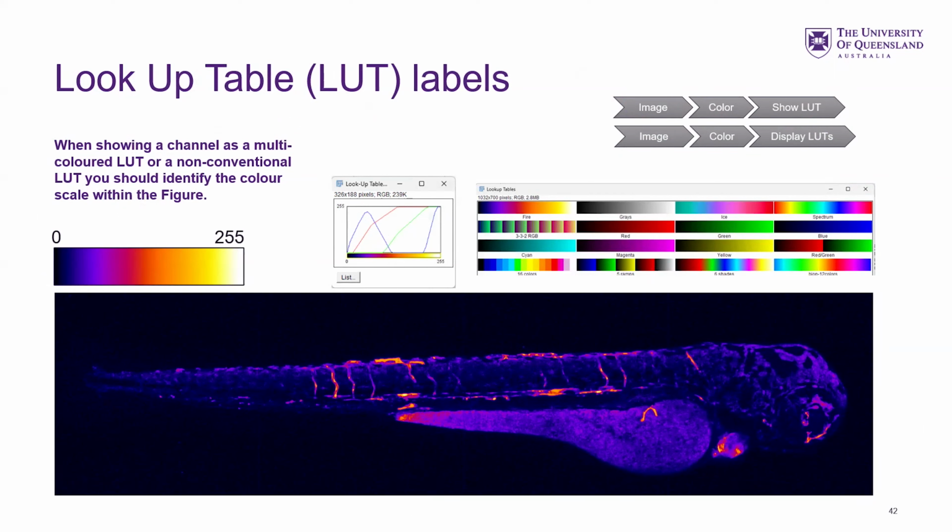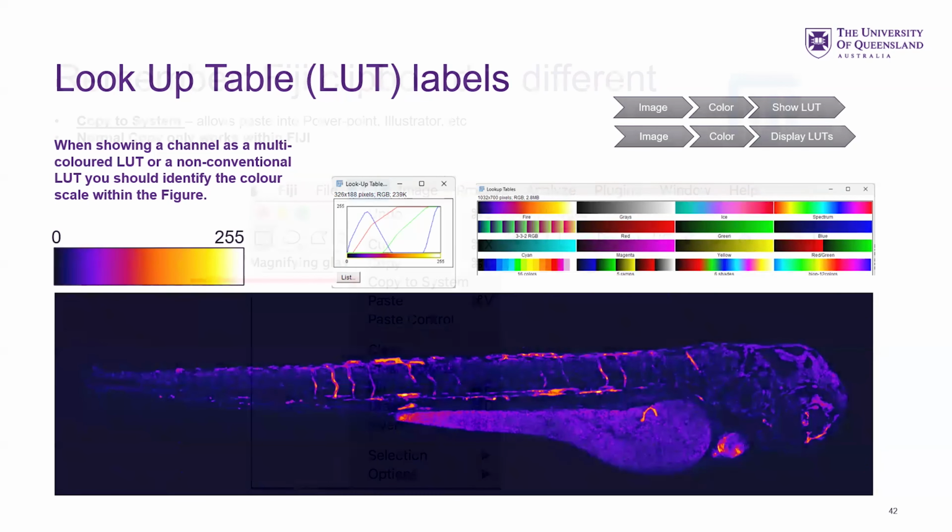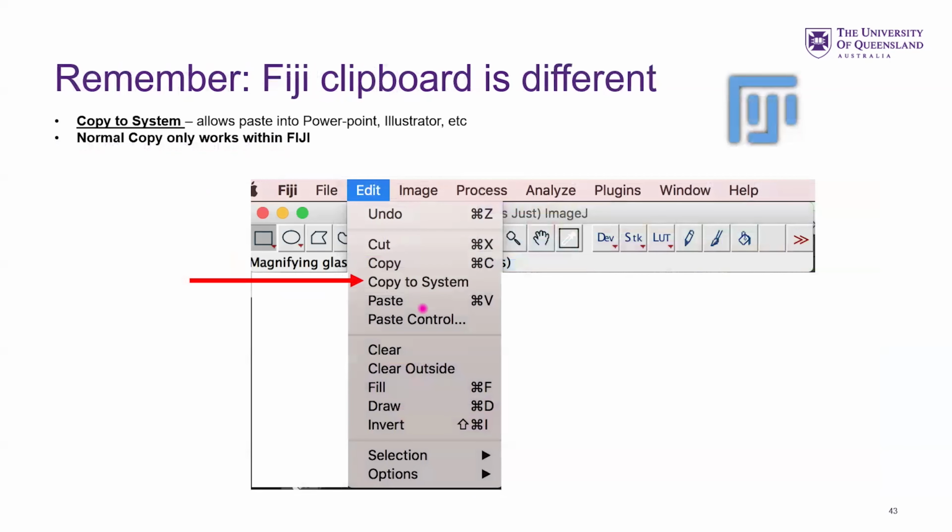You can also go to File, New, Image, and then do a ramp, make it 255 pixels wide, and that will be a great scale for you. You can do it at 255, then apply the lookup table. Remember, when you're using Fiji, you have to use copy to system. You can't just use Control-C, Control-V.